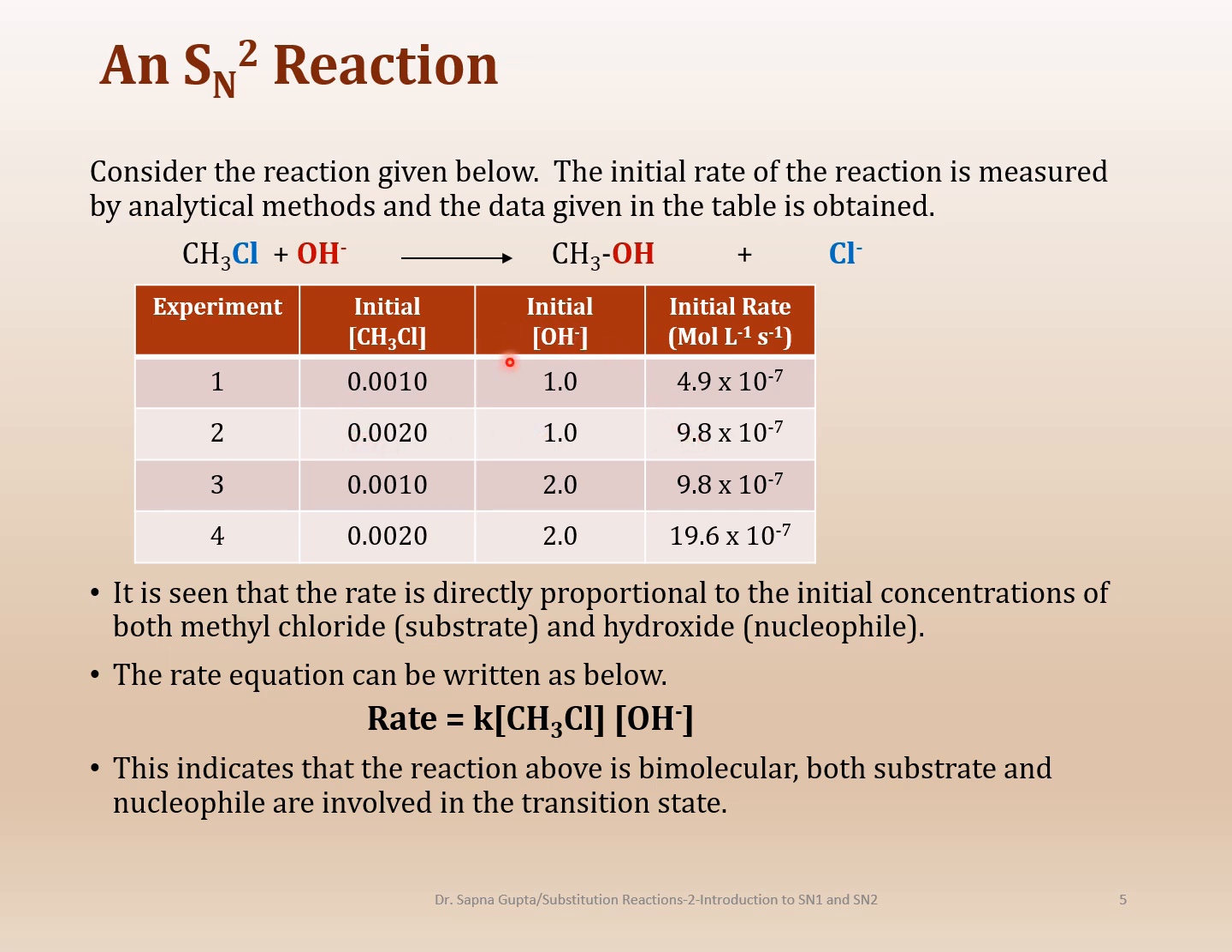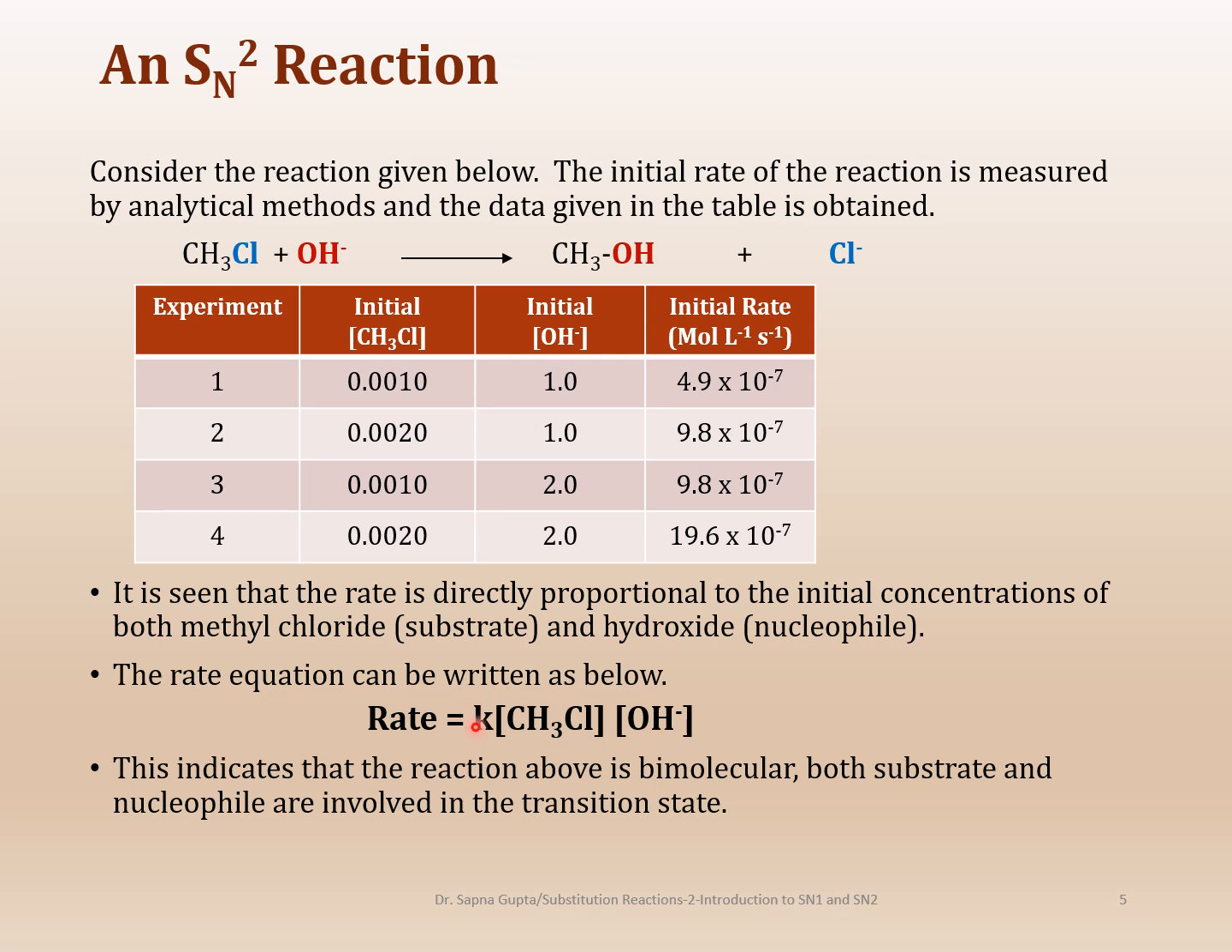If you're doubling the concentration of the hydroxide, the nucleophile, the rate is also doubled, which means that this is the rate equation: rate is equal to k times methyl chloride times hydroxide. Both of these things are needed for the transition state. That's what it means. It also means it's first order with respect to methyl chloride and first order with respect to hydroxide, which means that the reaction is bimolecular.